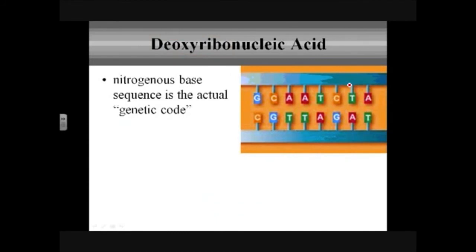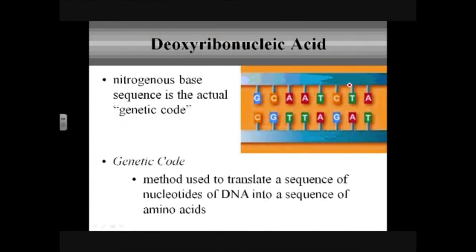Also, it's important to point out that that base sequence is really what the genetic code is. And keeping in mind, again, that the genetic code is not about your physical traits. It's really about turning that base sequence in DNA into a chain of amino acids, or into a protein, and that protein being what's responsible for giving you your traits.